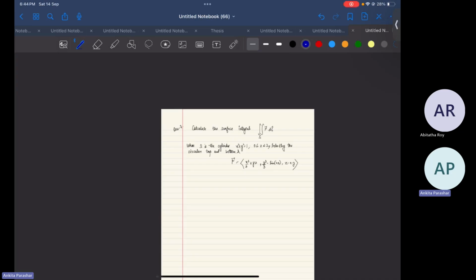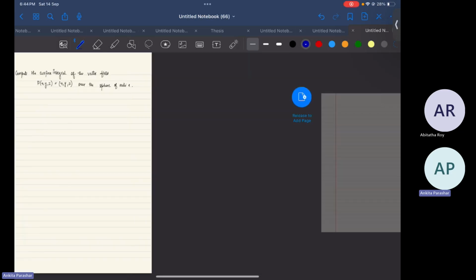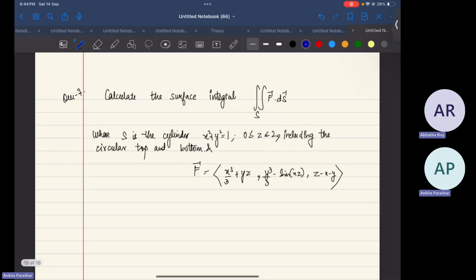So how many questions do we have? Two more. Okay. We want to find the surface integral where the surface is the cylinder, and the height is from 0 to 2. You also have to include the circular top and the bottom. The field is given.